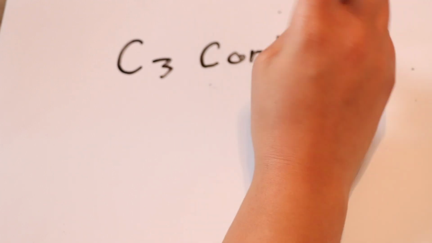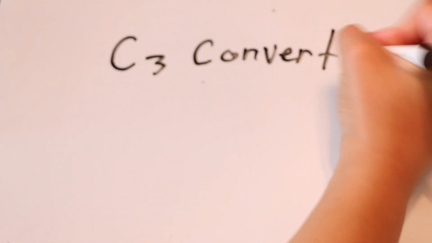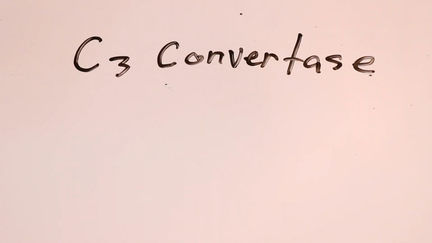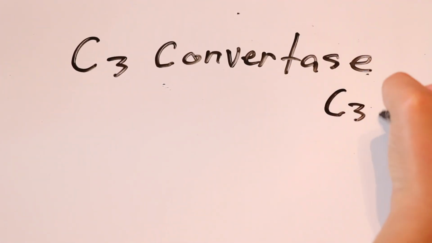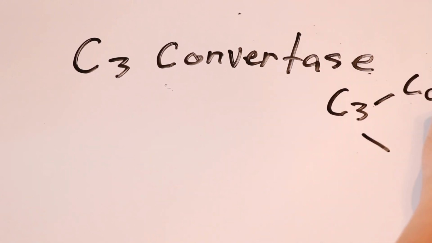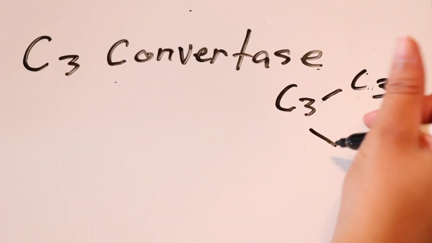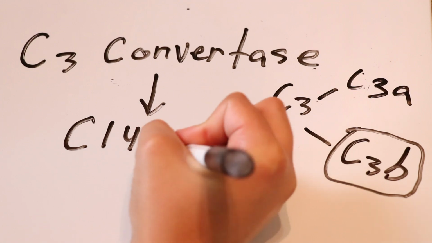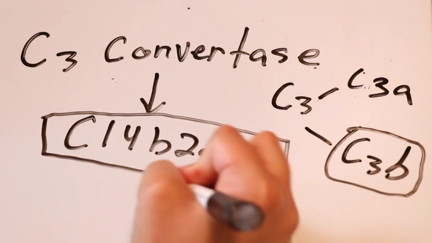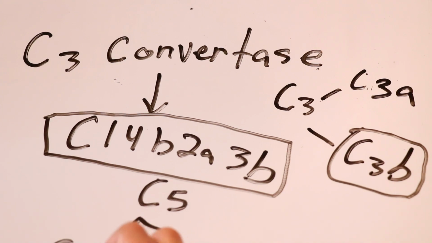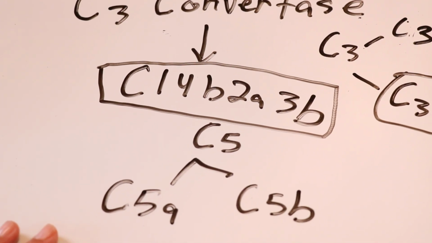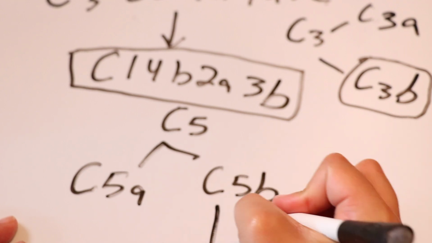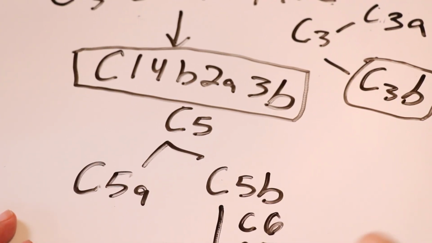So it's going to be a C3 convertase. C3 is going to split into C3A and C3B. And so it's going to be C1-4B-2A, and it's going to link up to C3B. So there's going to be a C5 convertase. So it's going to be C5A and C5B, then C6, C7, C8, and C9. They're all going to combine together and be C5B, 6, 7, 8, 9.